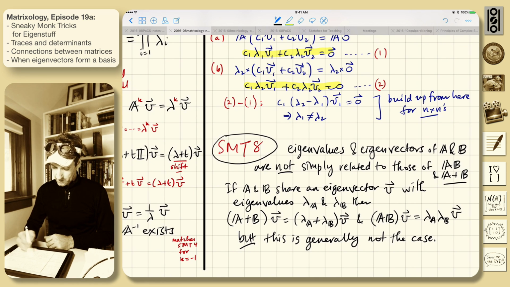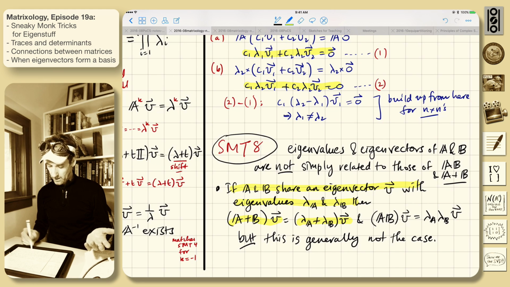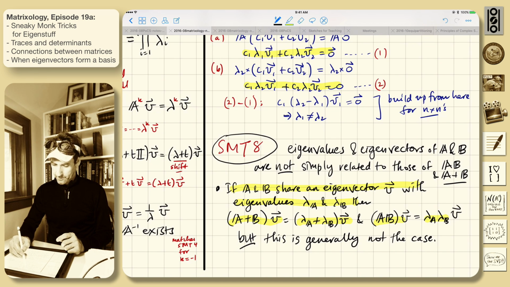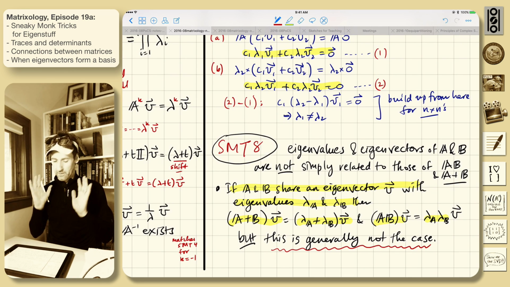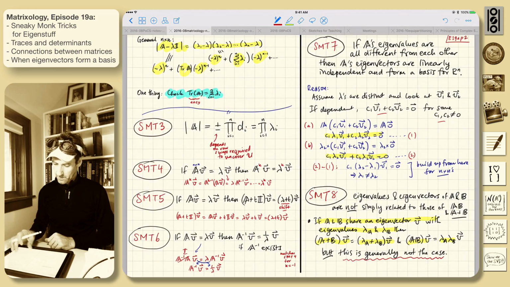So for example, if A and B share an eigenvector V and they have some eigenvalues, then we could add them together and their eigenvalues would add together. And this would actually be true for A times B as well: we just multiply them and the eigenvalues would be products of each other. But this is generally not the case. You can't glue them together if they're different. So usually they are somewhat special.